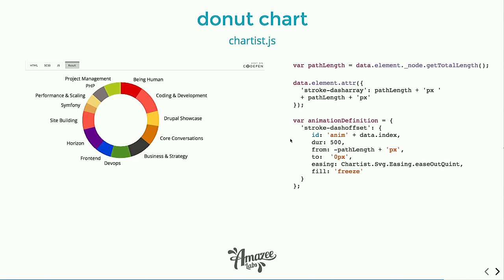And then we define the animation. So the ID we need of each slice, so we can sync them, so the second one starts when the first one ended. The duration is how long should that take, from where does the animation animate to. And the fill freeze is needed, otherwise the animation would jump back to its initial state and it would not be visible anymore. So we need to freeze it so it draws the whole circle.